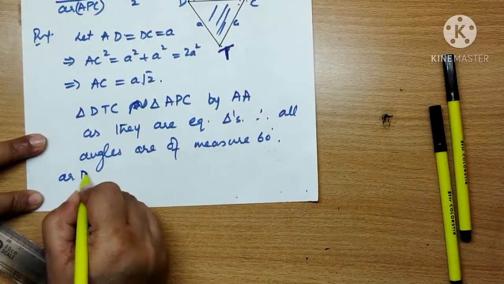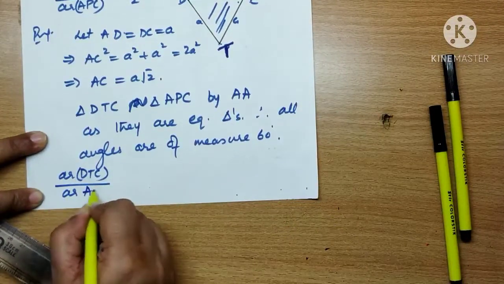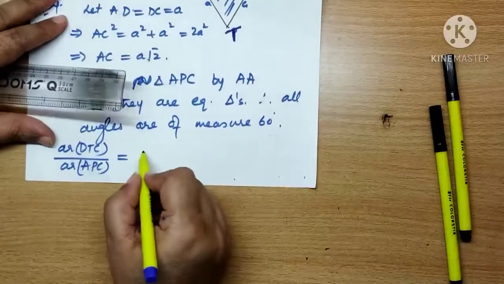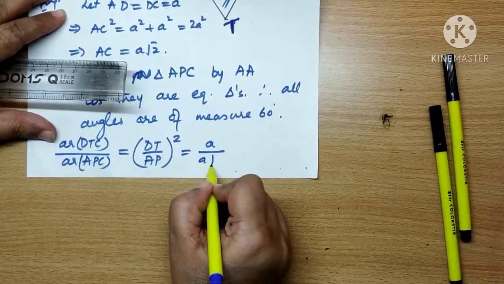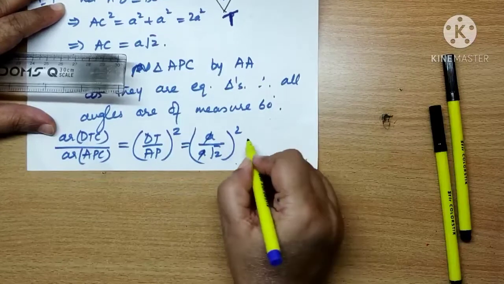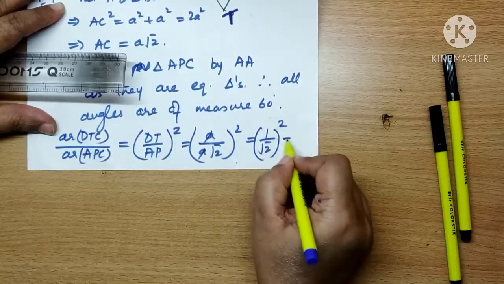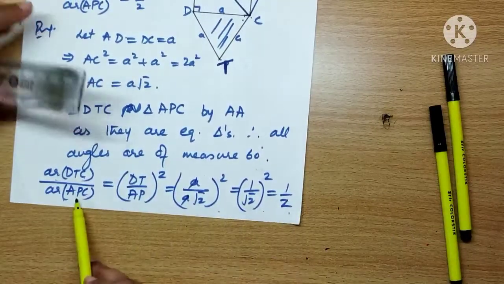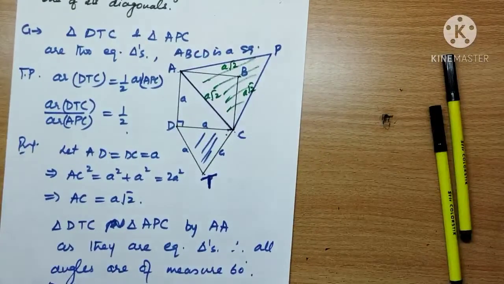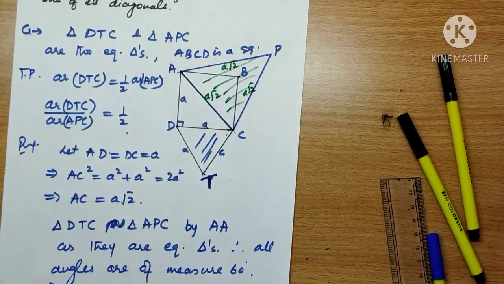This implies area of DTC by area of APC is DT by AP whole square. Now what is DT? It is a. What is AP? It is a root 2. The a goes away. 1 by root 2 square is 1 by 2. So I got area of DTC by area of APC as 1 by 2, which is what we had to prove in this question. So we proved this question also. With this, we finish exercise 6.4. There are 2 MCQ questions left, which I want you to do yourself. They are easier ones. Thank you.